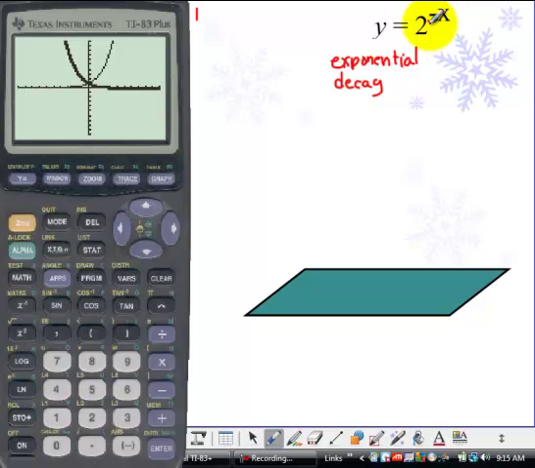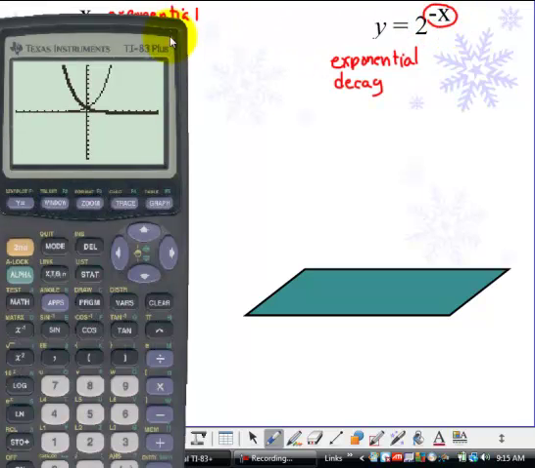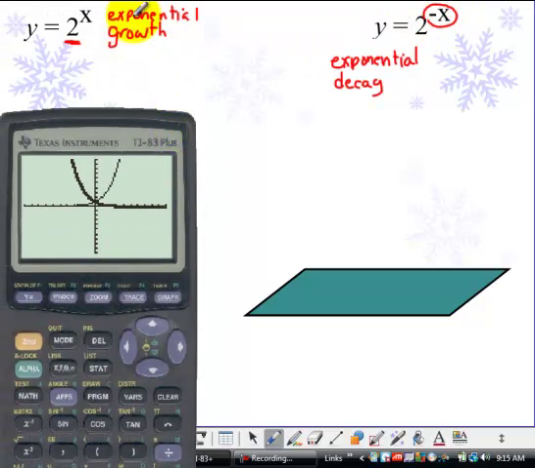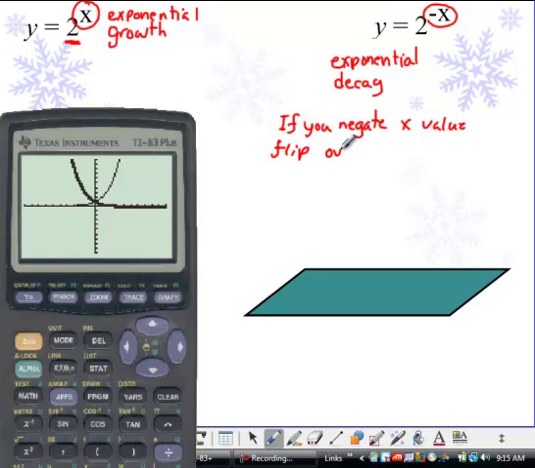Notice also that I negated the x value. Here it was positive, and in here it was negative. So another way you can look at this, if you negate the x value, you end up flipping over the y-axis.